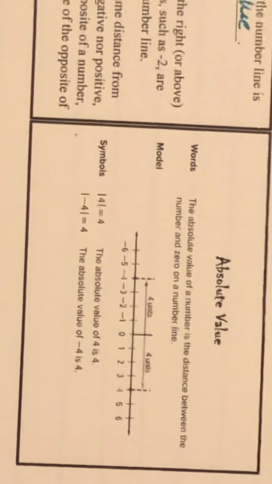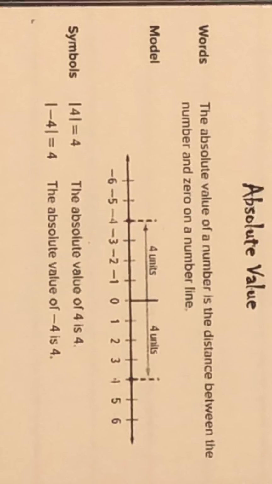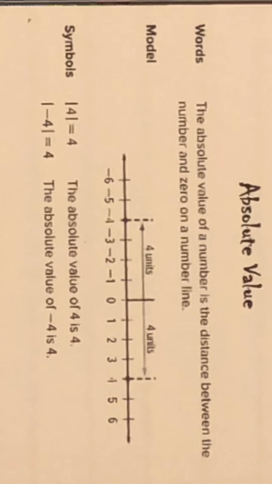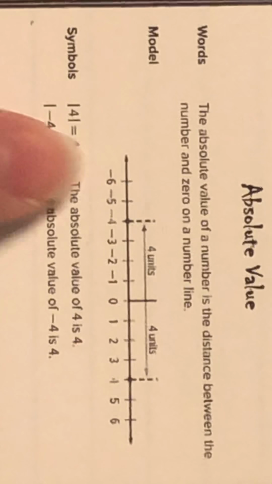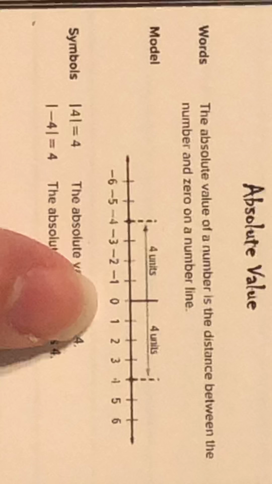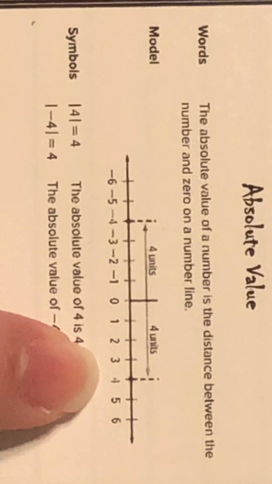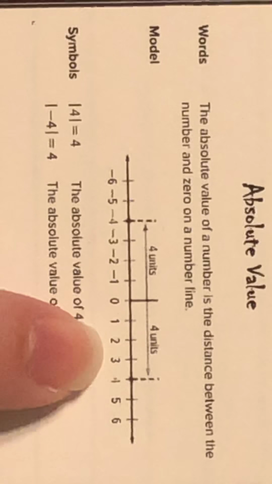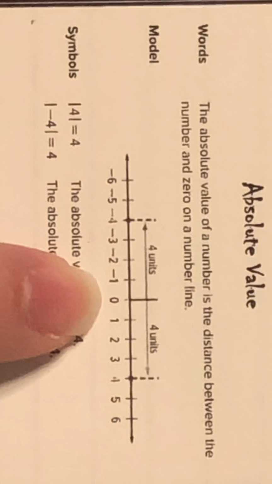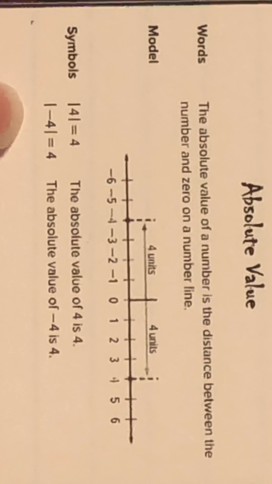All right, so absolute value in words. The absolute value of a number is the distance between the number and 0 on the number line. So, for example, if I had -4, -4 is 4 units away from 0. If I have 4, 4 is also 4 units away from 0. So the absolute value of 4 is 4, and the absolute value of -4 is 4.